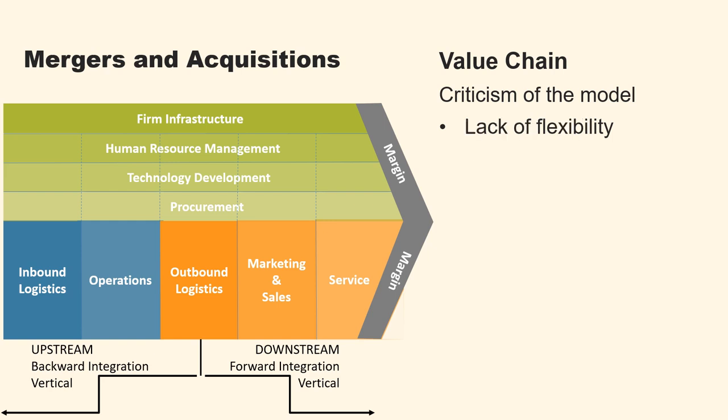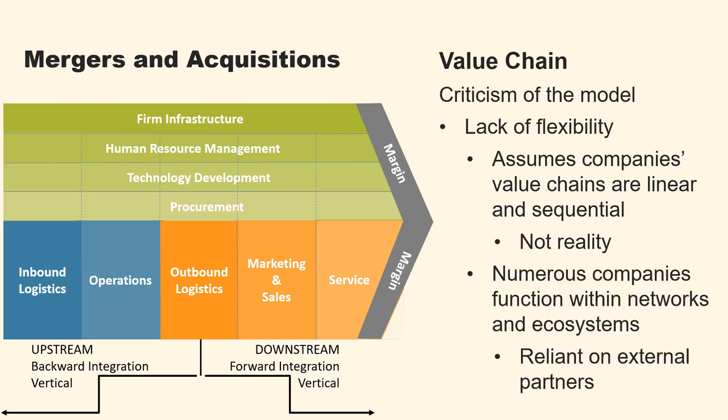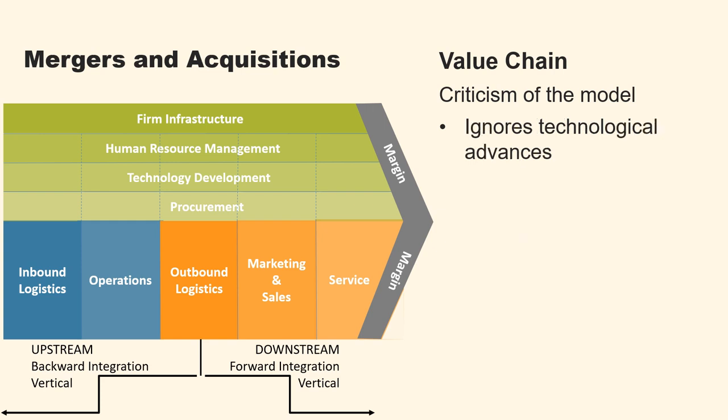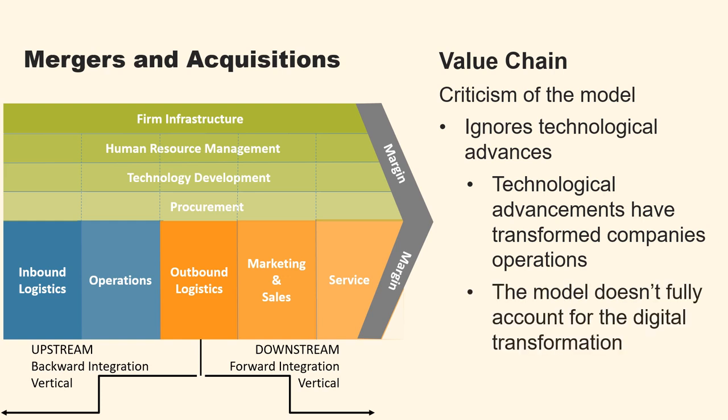The model lacks flexibility. The model presupposes that companies operate with linear and sequential value chains, which may not always reflect reality. Numerous companies function within networks and ecosystems, engaging in interactive activities reliant on external partners. The model ignores technological advances. Technological advancements and digitalization have transformed company operations. Porter's model, conceived in the 1980s, doesn't fully account for the digital transformation prevalent in today's businesses.